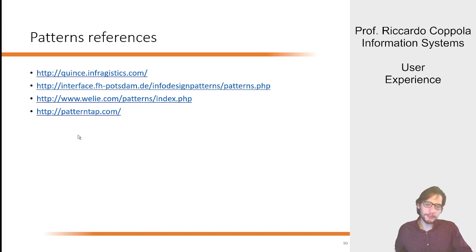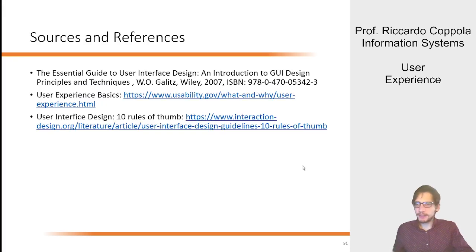We will see some of them during the examples that we will see in the classes. And in general, there are many different sources and references. You can have the big ones, a book, or if you want to fulfill some curiosity, you can look at the user interface design guidelines, 10 rules of thumb, or some user experience basics that are provided by some organization working on the user experience topic.